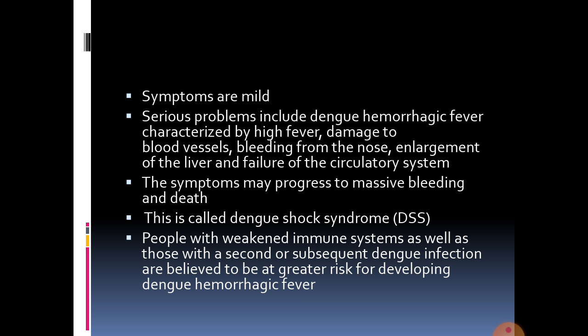Symptoms are mild. Serious problems include dengue hemorrhagic fever, characterized by high fever, damage to blood vessels, bleeding from the nose, enlargement of the liver, and failure of the circulatory system. The symptoms may progress to massive bleeding and death, called as dengue shock syndrome. People with weakened immune system as well as those with a second or subsequent dengue infection are believed to be at greater risk for developing dengue hemorrhagic fever.